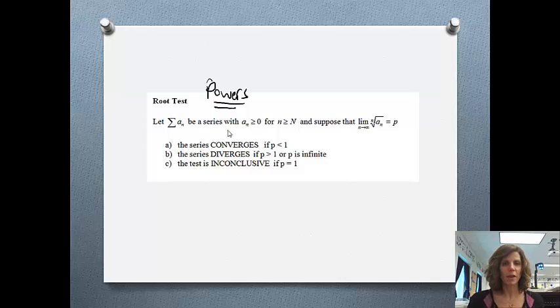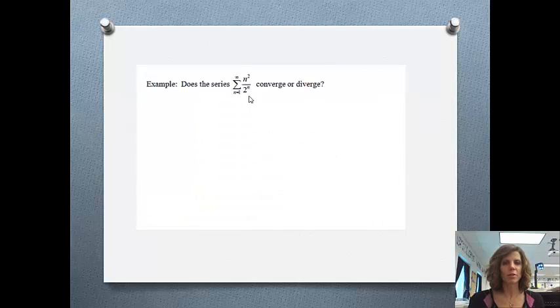So that's pretty much it. What we'll basically be doing, if we have powers, we will take the nth root of the sequence and let n approach infinity and see what happens. So let's go ahead and try an example.